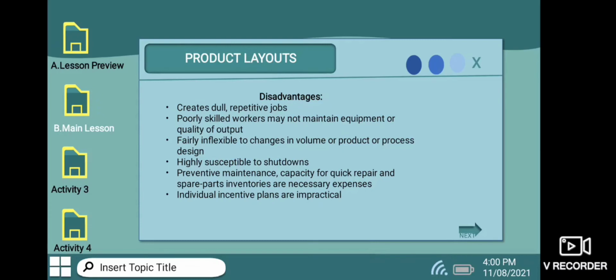Highly susceptible to shutdowns. Very likely to shutdowns. Preventive maintenance, capacity of quick repair, and spare parts inventories are necessary expenses. Preventive maintenance, quick repair function, and inventory of spare parts are necessary costs. Individual incentive plans are impractical, which means individual incentive plans are not practical.